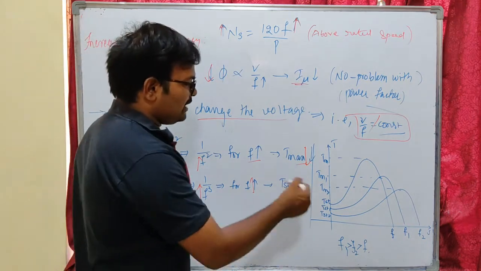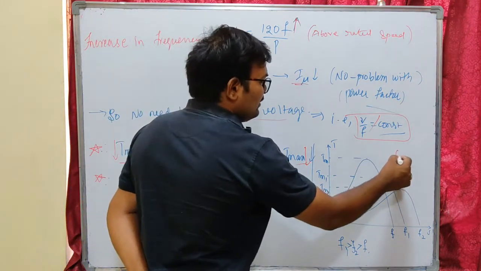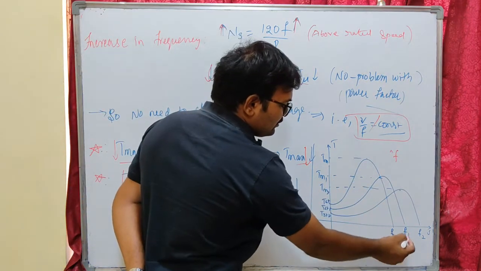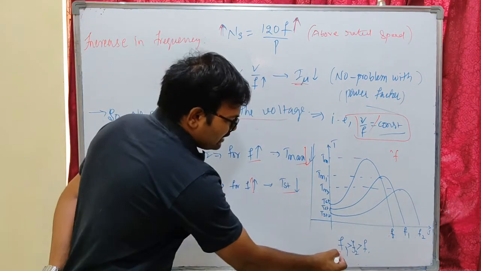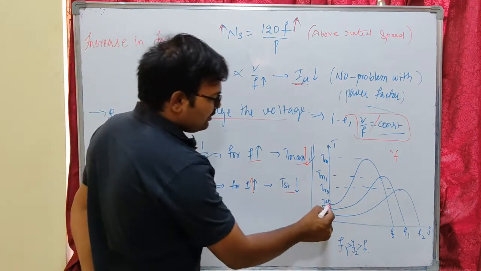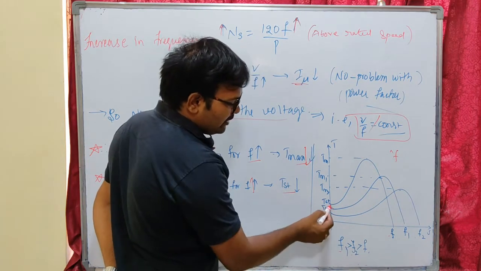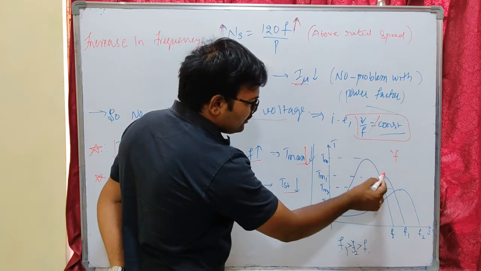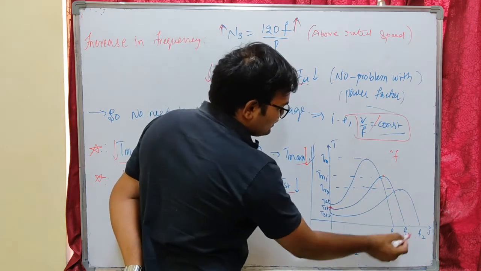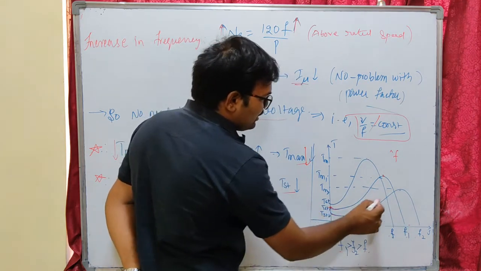Now let us see the torque slip characteristics for increasing frequency. Initially it was f, now I am increasing to f1 and f2. f1 is greater than f2 is greater than f. For f, this is the torque slip characteristics. For f1, you know that the starting torque has been reduced from here to here, and maximum torque is reduced from here to here. So this is the torque slip characteristics for increased frequency, and this is further increased frequency.